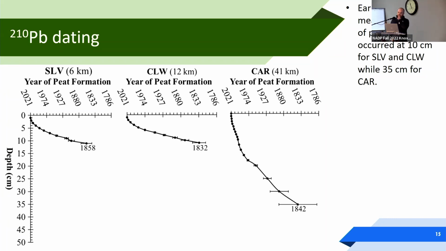So you can see the difference. The values on this figure here are the earliest dates that we could get using the lead-210 dating. You can see at Silver Lake and Clearwater Lake, those 1858, 1832, that's only at 10 centimeters deep in those peat cores. Whereas at the Cartier site, it's much, much deeper, like 35 centimeters deep, we got down to 1842. So the peat accumulation just using depth is much, much larger at the Cartier site compared to the 2 that are close to the smelter. You have 180 years of peat accumulation just in that top 10 centimeters.